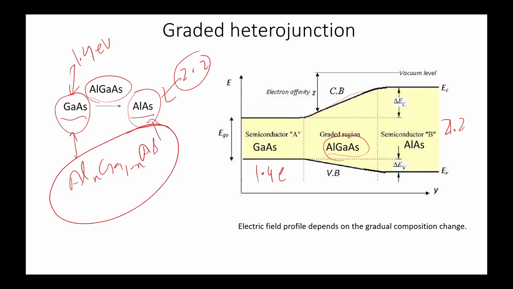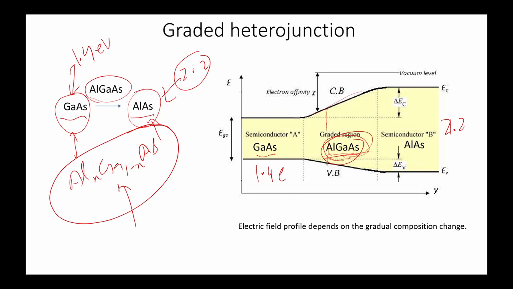So what if, rather than keeping this aluminium gallium arsenide at a constant composition, we gradually change the composition of aluminium and gallium in this compound, aluminium gallium arsenide? If we gradually change the composition, the band gap will change gradually. So this is the band gap.